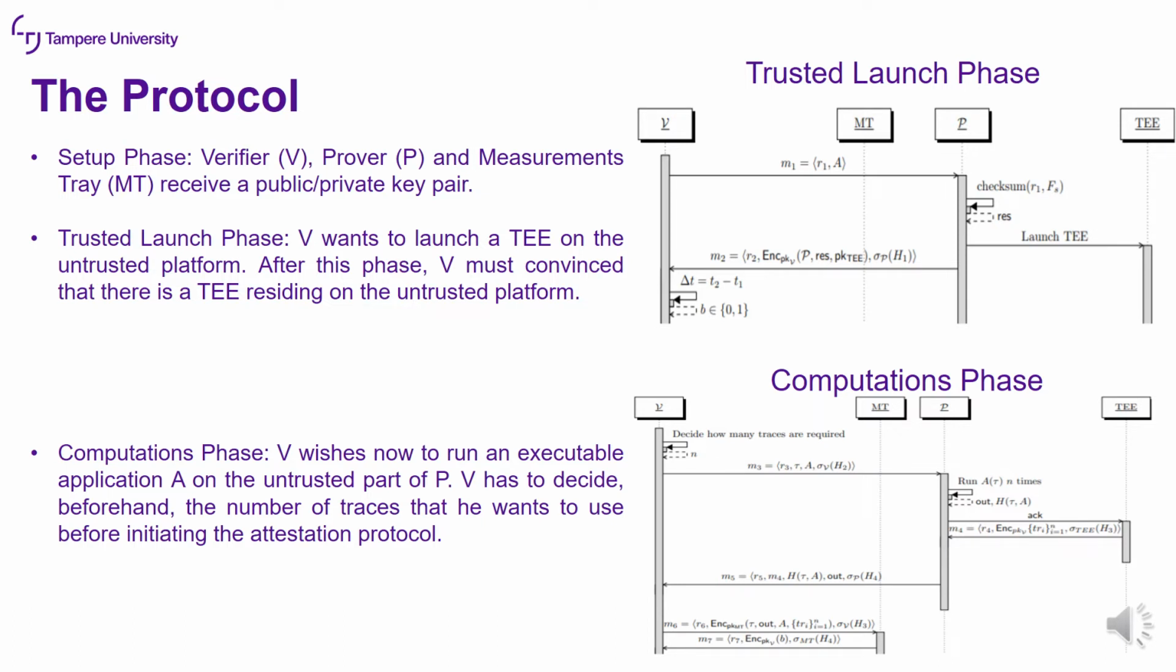Then the TE contacts the prover, sending an encrypted version of the traces to it, and the prover contacts after this the verifier, who gathers all the traces that he has requested. Finally, the verifier contacts the measurement tray, sending the traces, and it checks the level of trust of the prover by comparing the traces with the list of templates that it has for that specific operation. Depending on the level of trust obtained after this comparison, the measurement tray outputs a bit, 1 or 0, that determines if the level of trust of the prover is good enough or not.